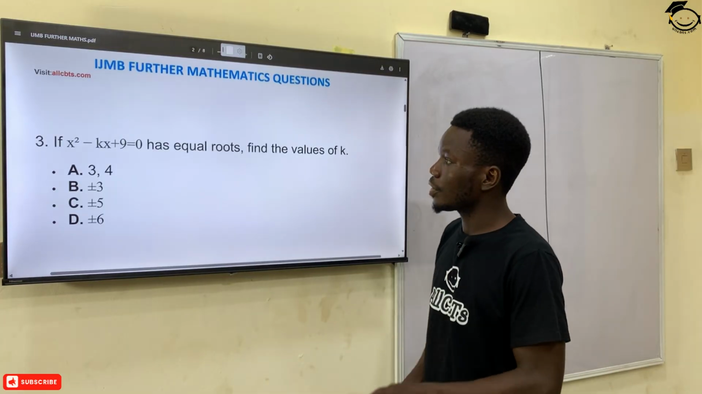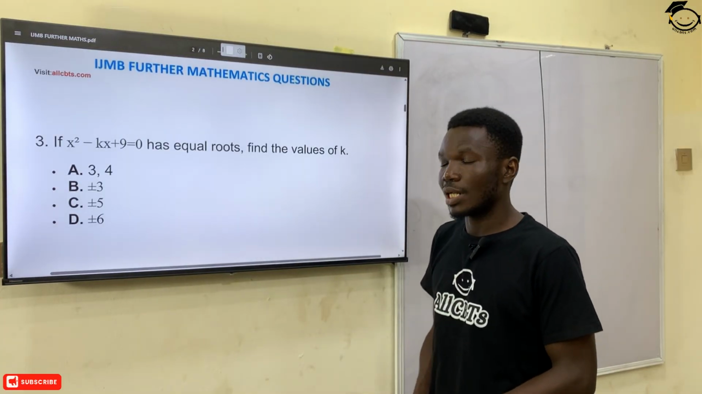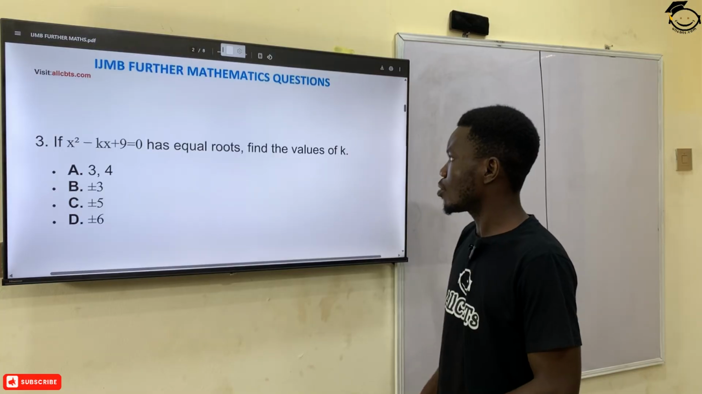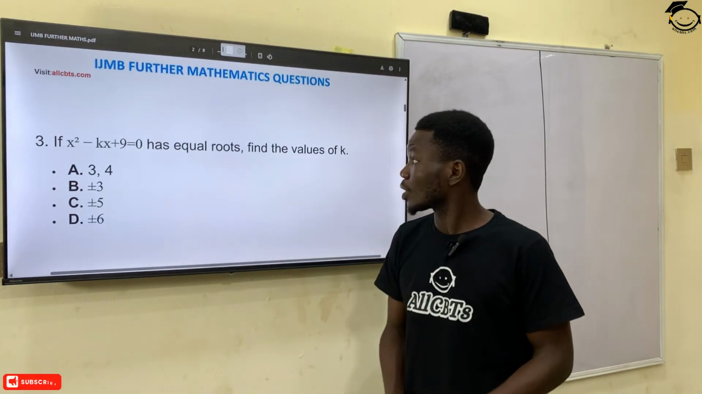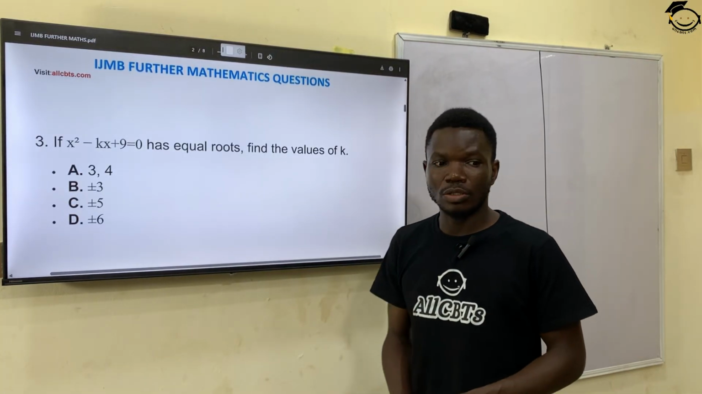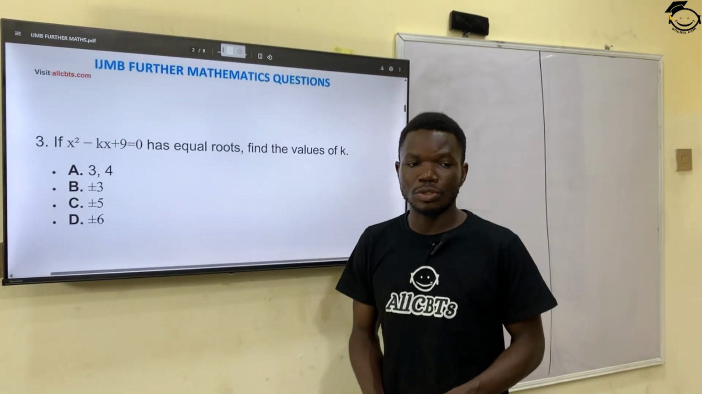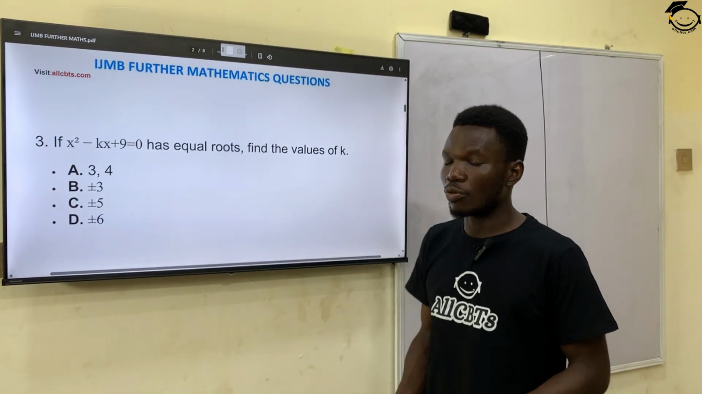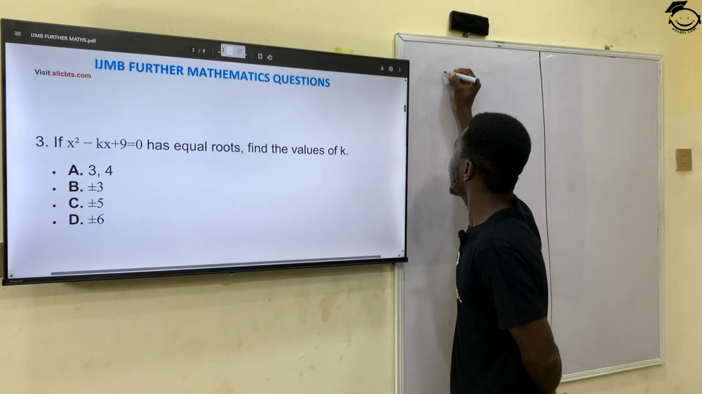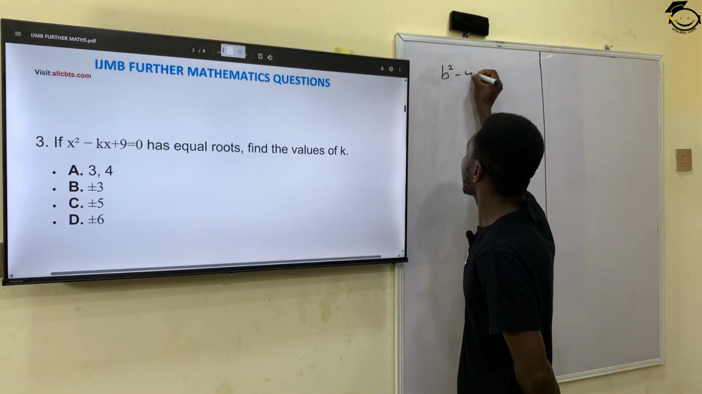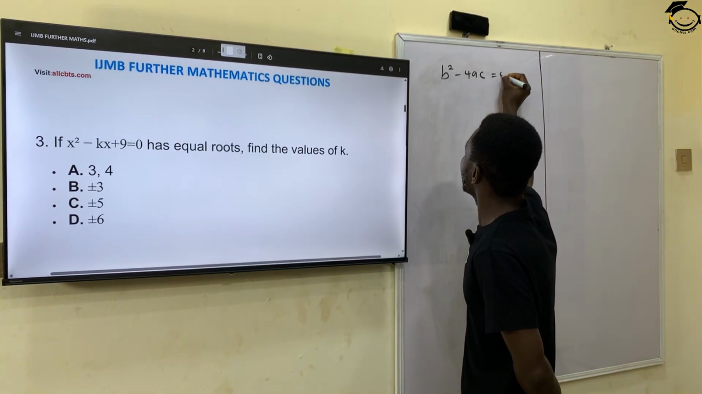Question number 3 says, if x squared minus kx plus 9 is equal to 0 has equal roots, find the values of k. Now, for us to find the values of k, whenever you are told that a quadratic equation has equal roots, it means that the discriminant is equal to 0. What do we call the discriminant? The discriminant is simply b squared minus 4ac equal to 0.